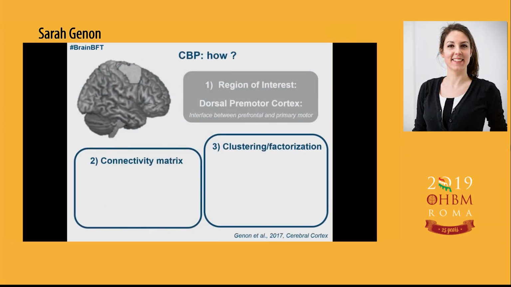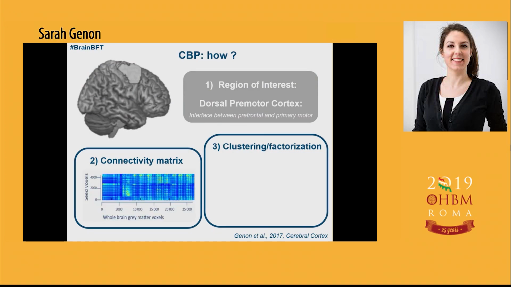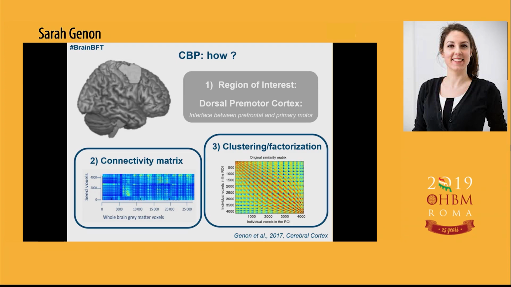So technically, how do we perform connectivity-based parcellation if we use a clustering or factorization approach? First, we start with a region of interest, and we compute the connectivity between the voxels within our region, which are called seed voxels, and all of the voxels in the brain, which are called target voxels. This information is summarized in the connectivity matrix that you see here, and this is what we use as an input for the clustering or the factorization.